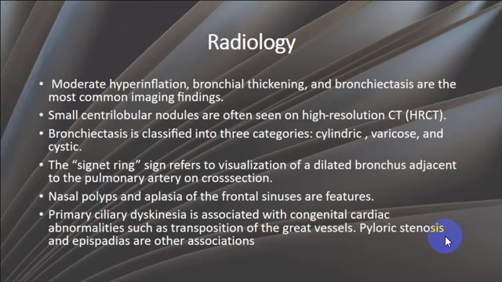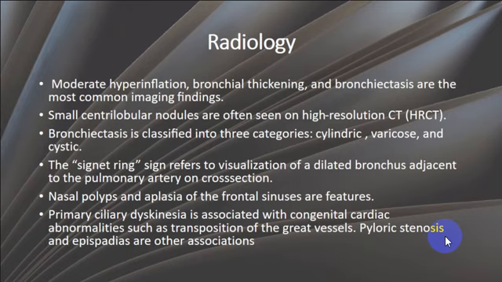And also the patient may have nasal polyps and aplasia of the frontal sinus. And primary ciliary dyskinesia, as we said, is associated with cardiac abnormalities like transposition of the great vessels, biliary stenosis, and epispadias or other associations.